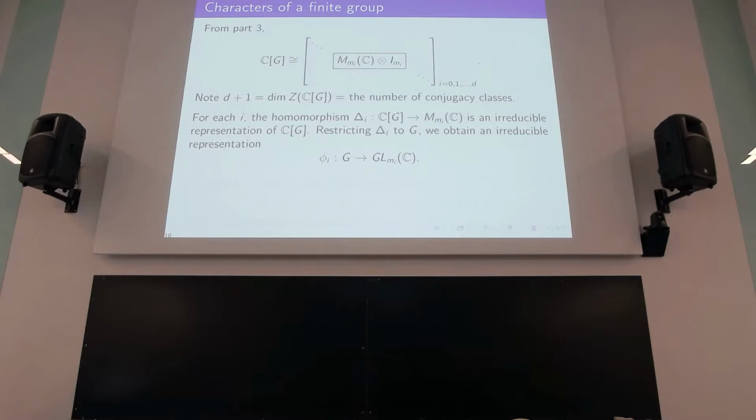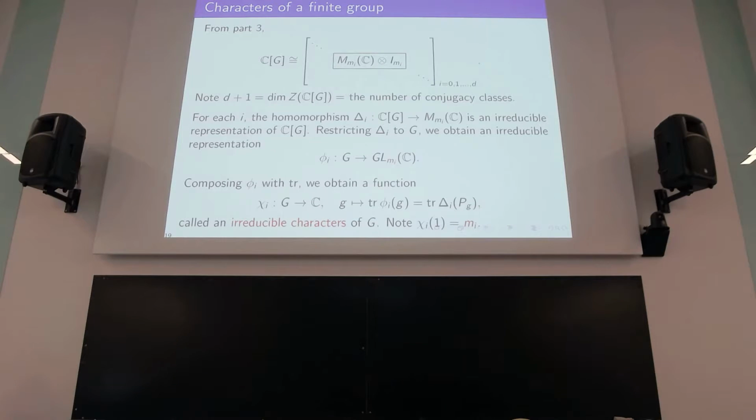And the group sits inside the group algebra. If you restrict this to the group, you get a representation of the group G. So the group G is mapped to invertible matrices, and we get a representation of G whose image is in the general linear group.